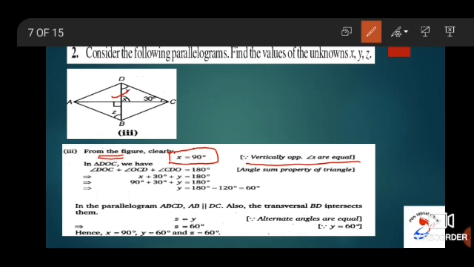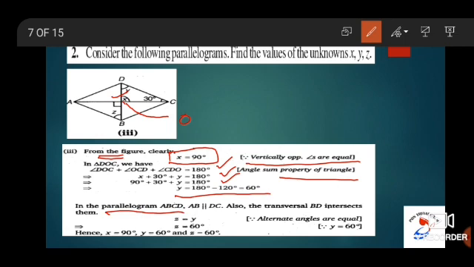In triangle DOC, you take this point to be O. We can use the angle sum property. By the angle sum property, the measure of angle DOC plus angle OCD plus angle CDO is equal to 180 degrees. That is, x plus 30 plus y is equal to 180 degrees. Therefore, 90 plus 30 plus y is equal to 180 degrees. The value for y is 180 minus 120, that is equal to 60 degrees.